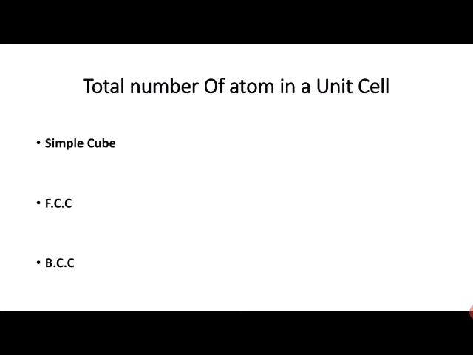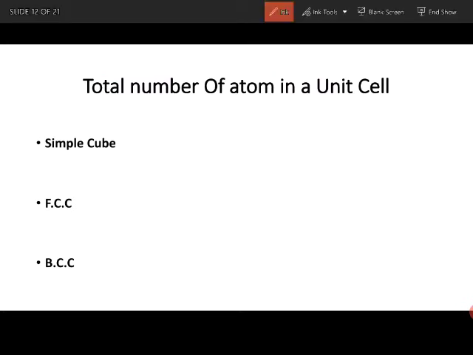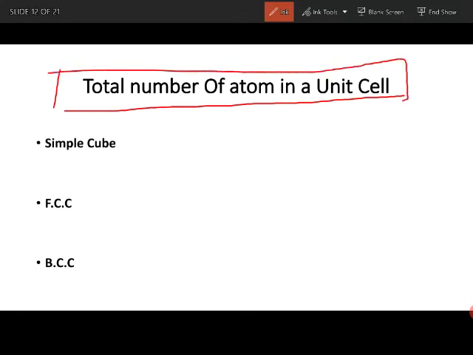Okay. Now we come to the main part, that is total number of atoms in a unit cell. That means you have a unit cell. How many types of unit cell I have discussed? I have discussed with you simple cube, FCC and BCC. Now we will find what are the total number of atoms that is present in a unit cell. Now let's come back to the imagination. Come to simple cube. Where are the atoms present? Only at the corner. What was the contribution of the corner? 1. That means the total number of atoms present in a simple cube is just 1.